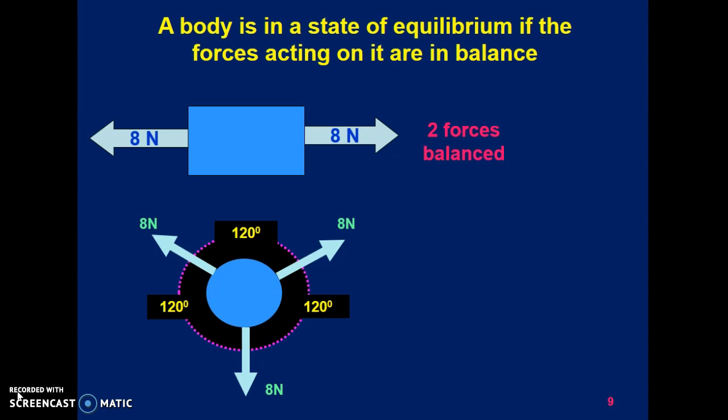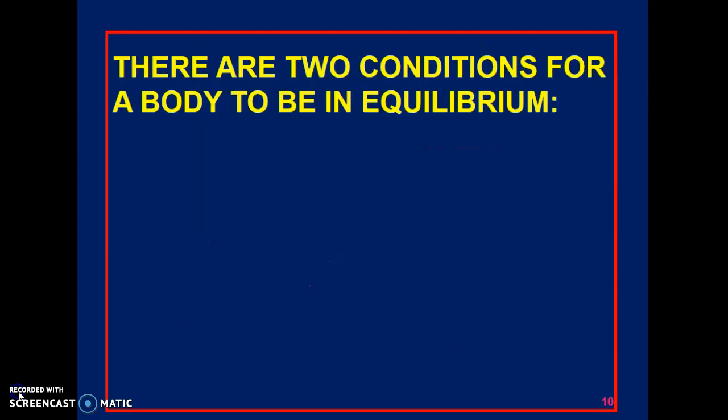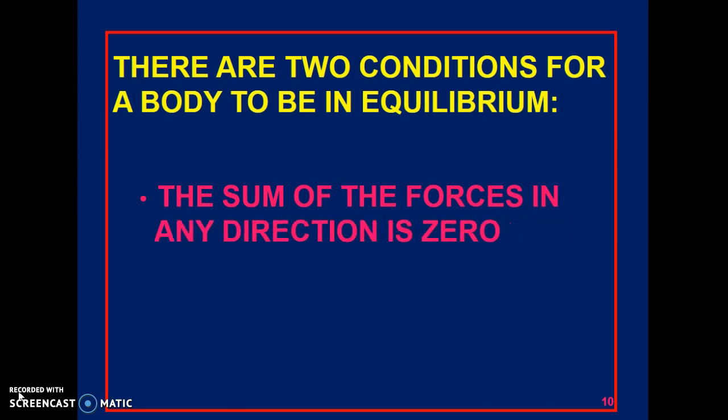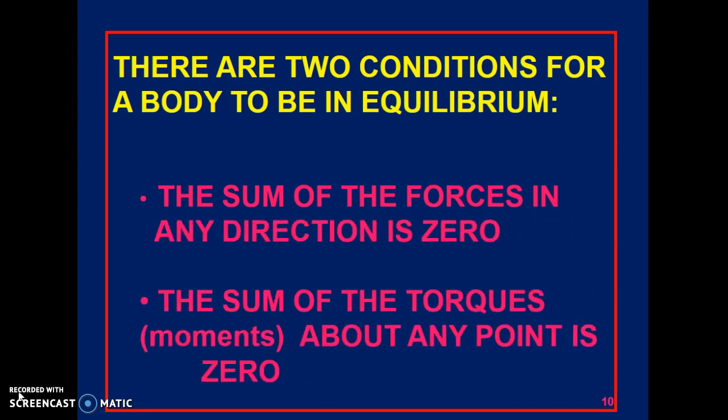Have a look in your text on page 114. There are 3 more examples on the top left of the page for you to have a look at. And then finally, for Newton's first law, we'll have to use these 2 conditions of a body for equilibrium, and these are that the sum of the forces in any direction will be 0, and we will look a little bit later at torques, but for now just make a note that the sum of the torques about any point is 0.